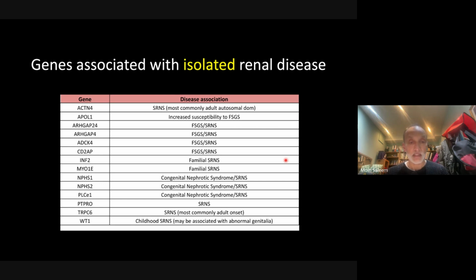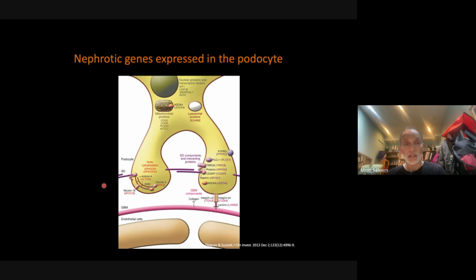So again, just to illustrate this, NPHS1 is the one I just mentioned, which is in the protein called nephrin. And NPHS2 is the commonest of all of them. It's about 20% of all patients. And the protein that it codes for is called podocin. Remember those two, because those are two that I'm going to talk about as we move along.